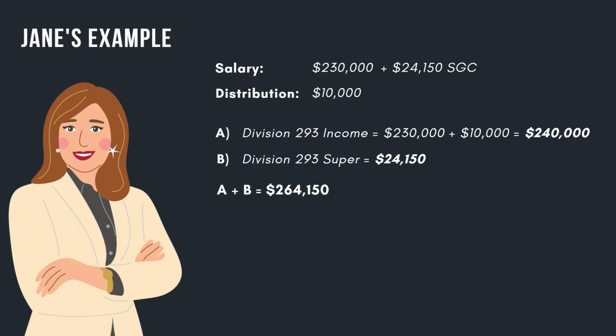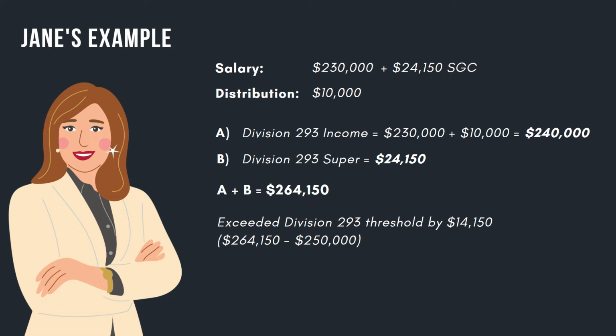So if we add up A and B, we get $264,150. She has exceeded the Division 293 threshold by $14,150. The taxable contribution is the lesser of the Division 293 super contribution, which is $24,150, and the amount in excess of the threshold, which in this case is $14,150. So in this instance, the taxable contribution is going to be the excess of $14,150.